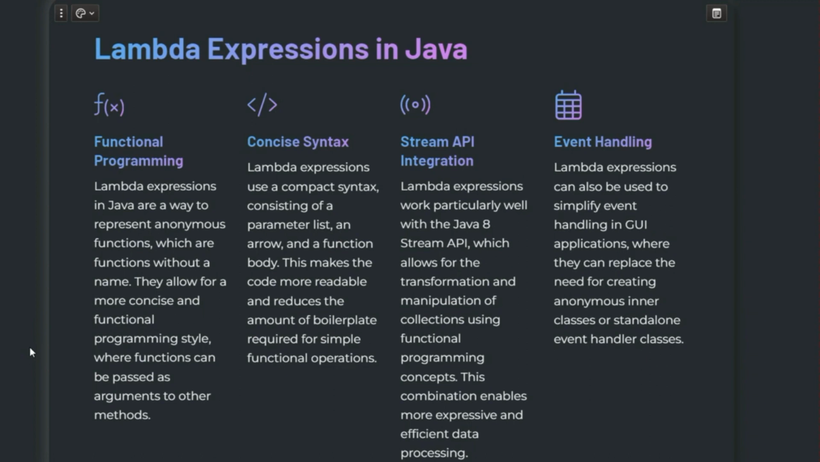They provide a clear and concise way to implement methods using an expression, and using lambda expressions we can make the code more readable, and we can reduce the code lengthiness, right? And using lambda expressions, we can simplify event handling in GUI applications, right? Okay, so let's go to the next problem.